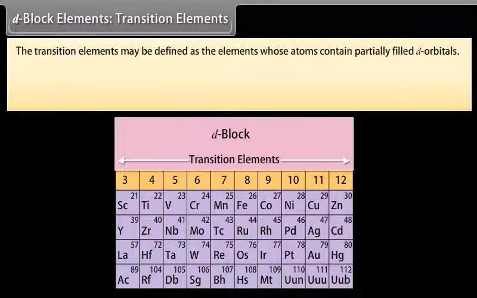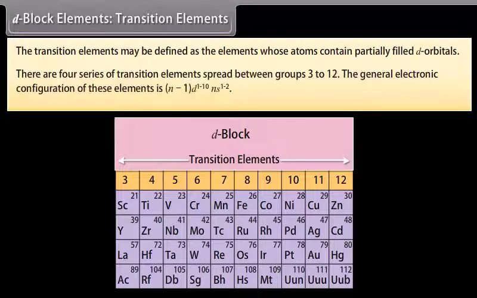The transition elements may be defined as the elements whose atoms contain partially filled d orbitals. There are 4 series of transition elements spread between groups 3 to 12. The general electronic configuration of these elements is (n-1)d1 to 10 ns1 to 2.